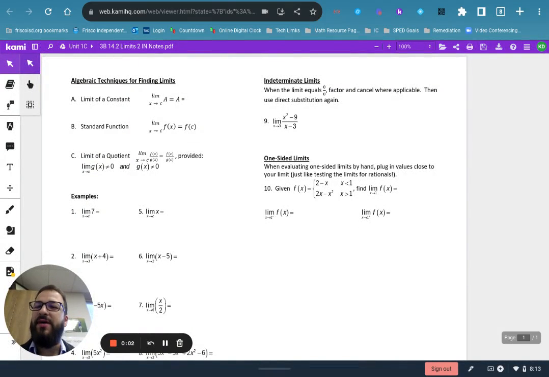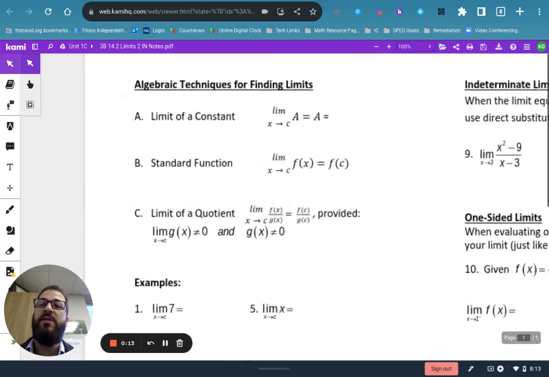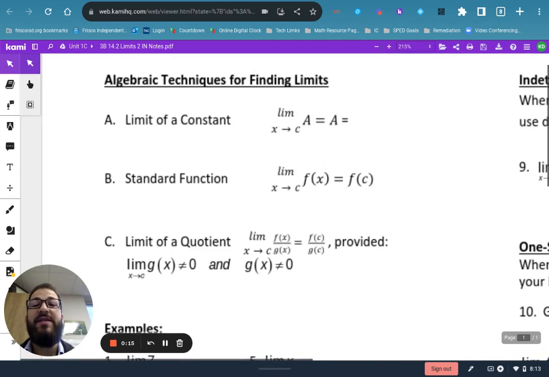All right, y'all. Today we're going to be talking about finding limits algebraically. So last class we really explored limits graphically. Today we're going to talk about them a little bit more in depth from an algebraic perspective. So a couple of things we want to talk about. The first one is the limit of a constant.